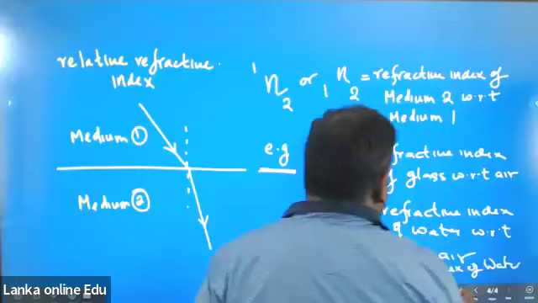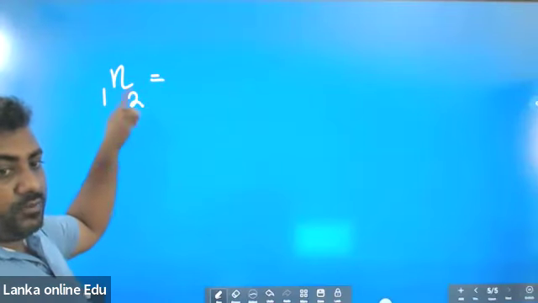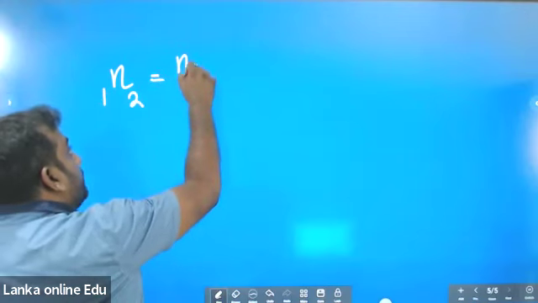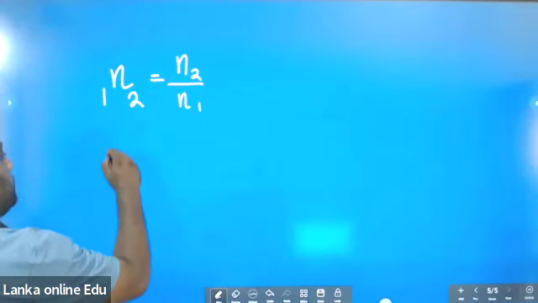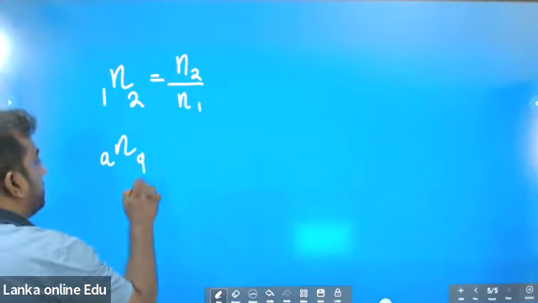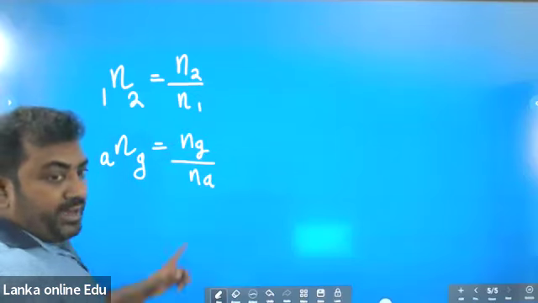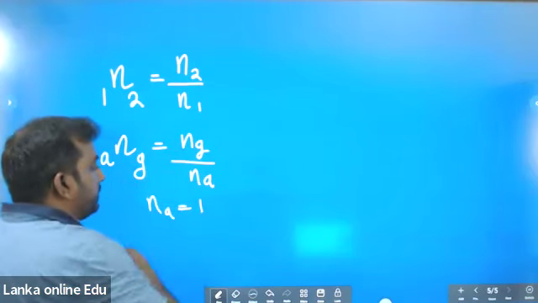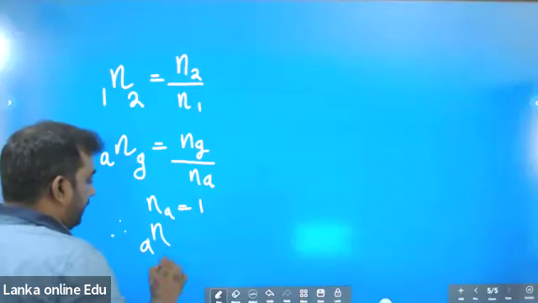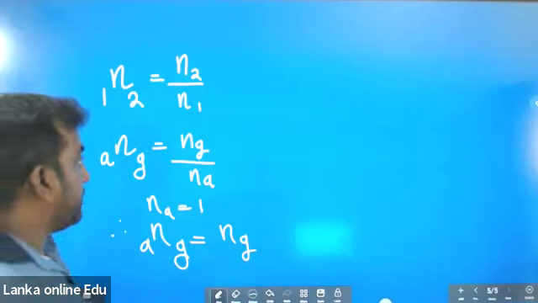Okay, right. Have a look. How do you write this? Refractive index of medium 2 with respect to medium 1: N2 divided by N1. That means refractive index of glass with respect to air is Ng divided by Na. Don't forget refractive index of air is 1. Na is actually 1. Therefore, refractive index of glass with respect to air is Ng, the absolute refractive index of glass.